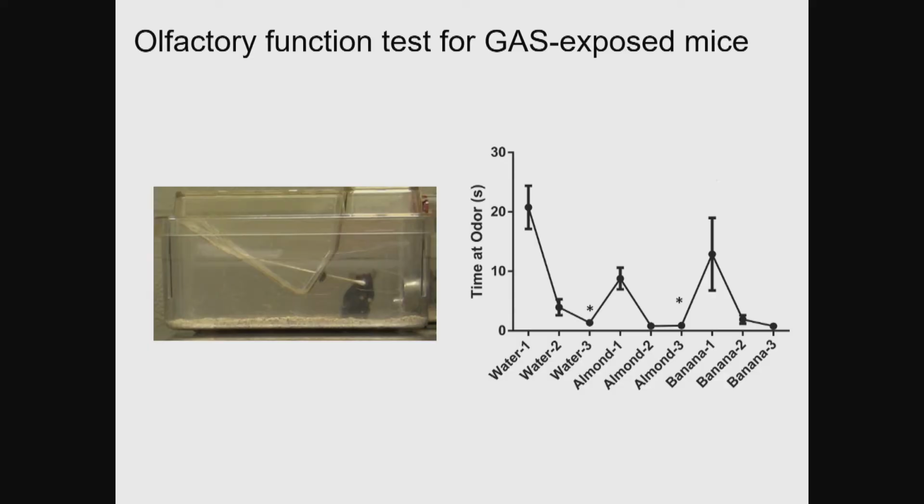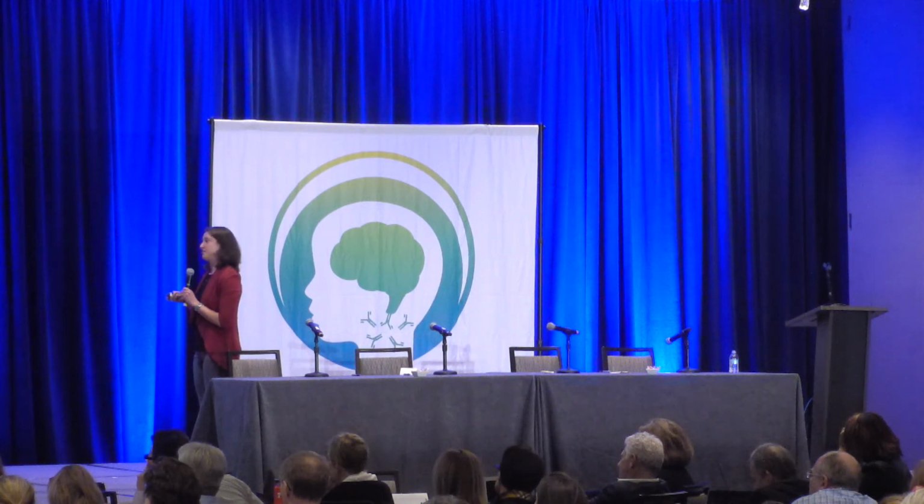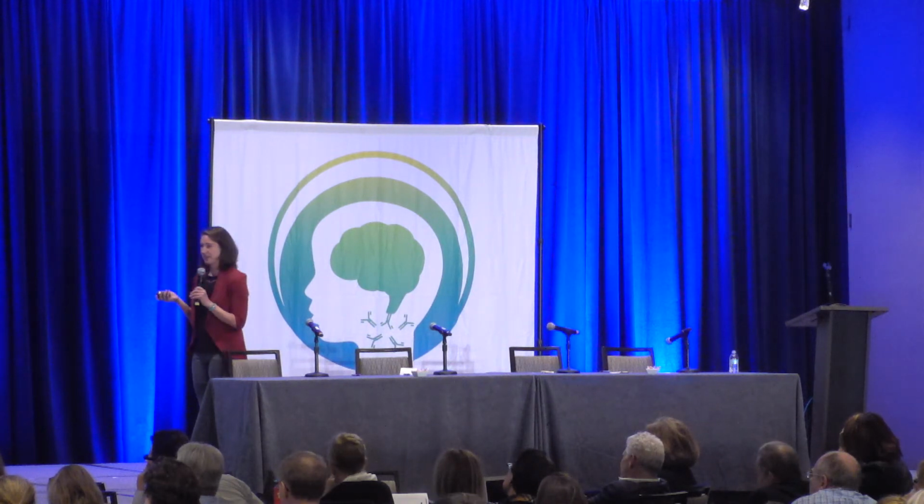So the first time the mouse is presented with just a water-scented Q-tip, which doesn't smell like anything, it just smells like Q-tip, it sniffs at it a lot. It's very curious. But then the second time it sees it, it's like, well, I've seen this before. It's still there. Cool. And the third time it sees that same odor, it doesn't care anymore. It's old news. But then I change the odor. I give it an almond scent, and this is just almond extract I bought at Whole Foods.